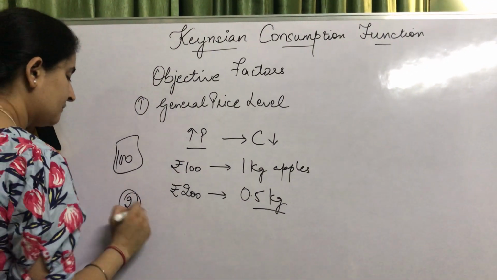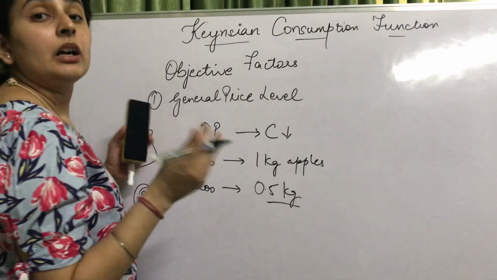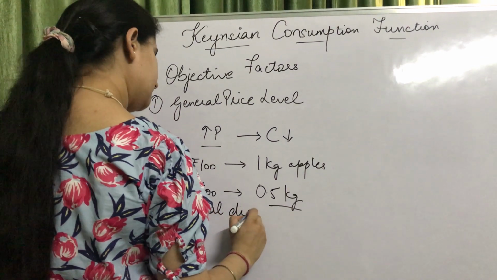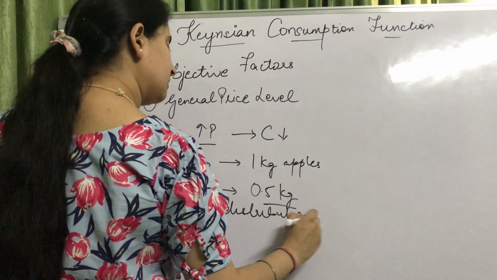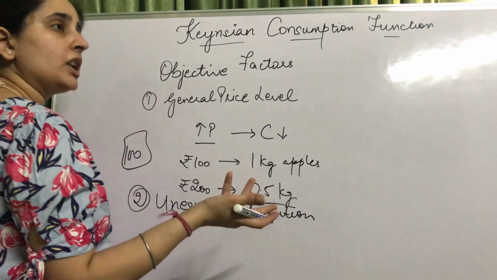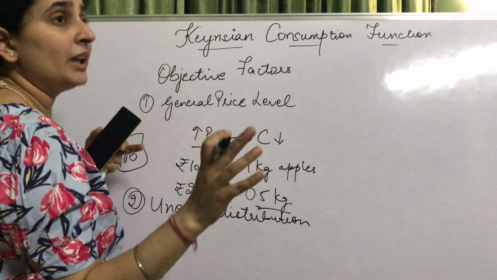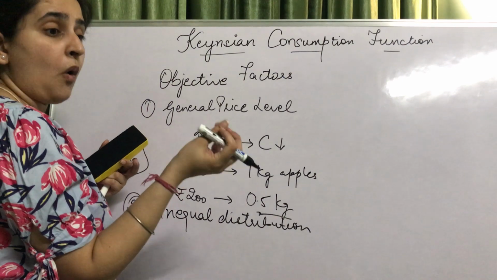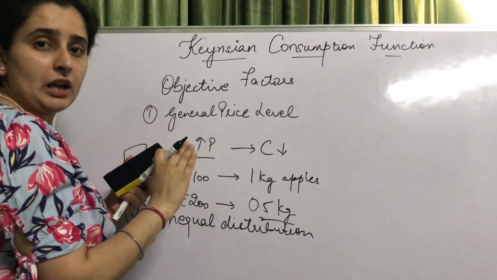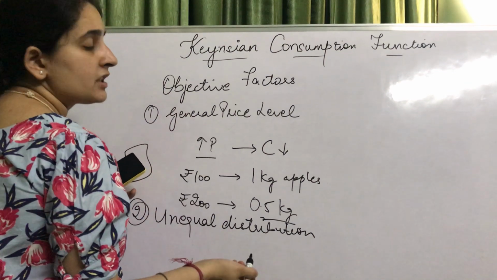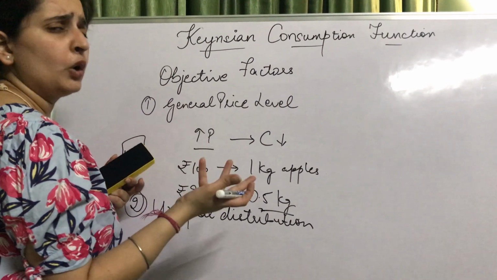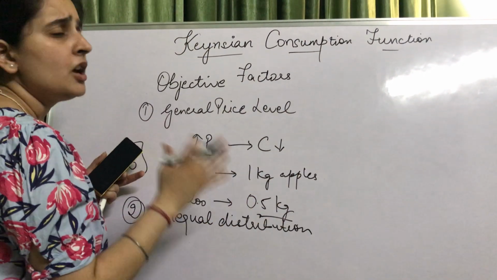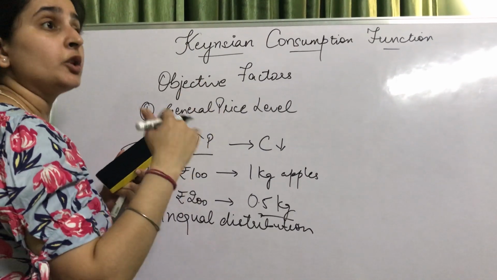Okay. Second is unequal distribution of income. If the distribution of income is more unequal, the lesser will be the consumption, because the population of middle level and poor people in our country is very high, right? So definitely our consumption will decrease. And we all know that poor people consume more, while rich people spend more on luxuries, not on these things. They try to save more or invest more.